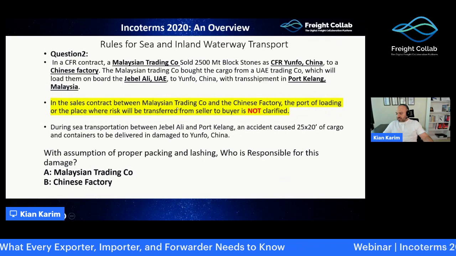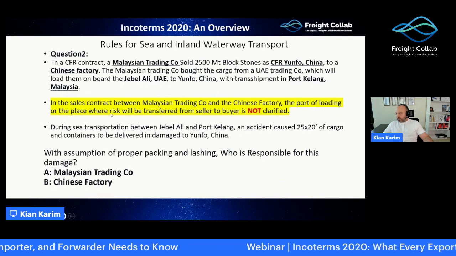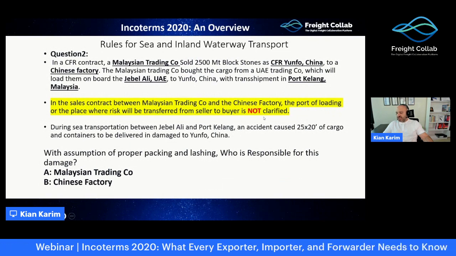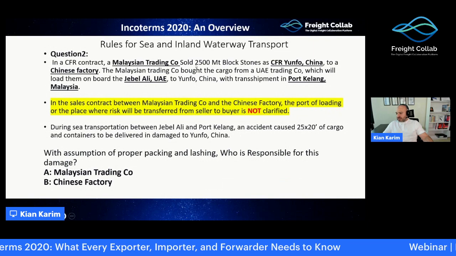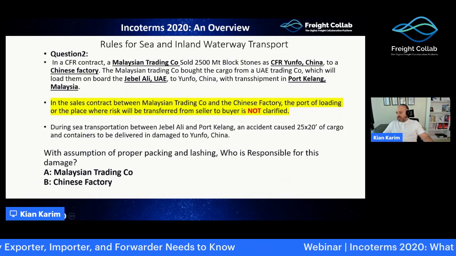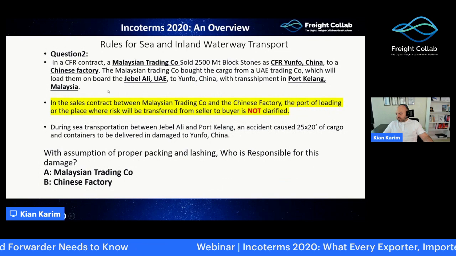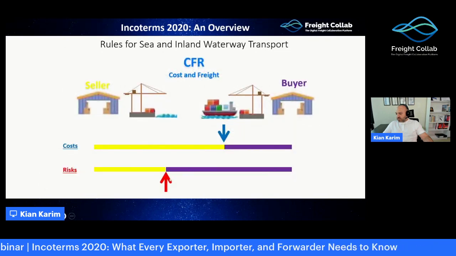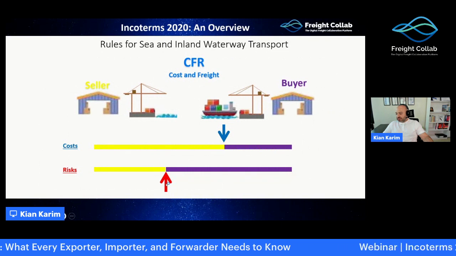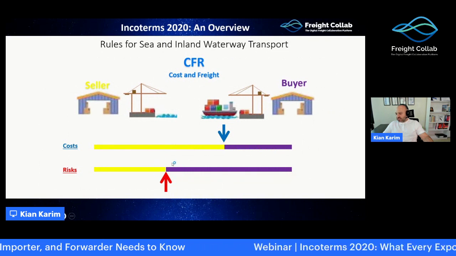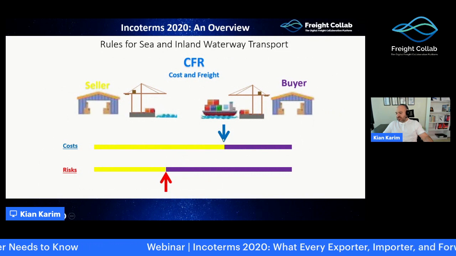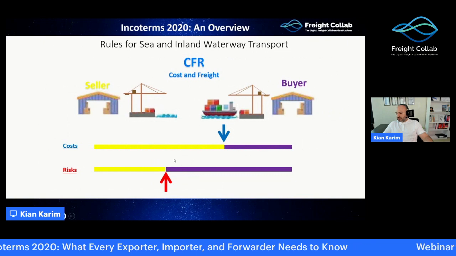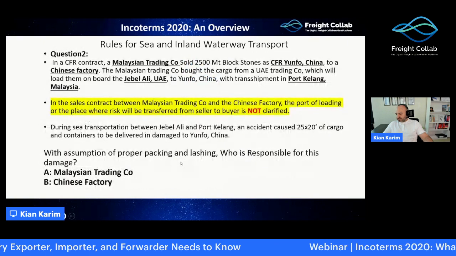In the sales contract between the Malaysian trading company and the Chinese factory, the port of loading, or the place where risk will be transferred from seller to buyer, is not clarified. They didn't mention in their contract where the port of loading is or where the risk will be transferred. They just mentioned CFR Yunfo.